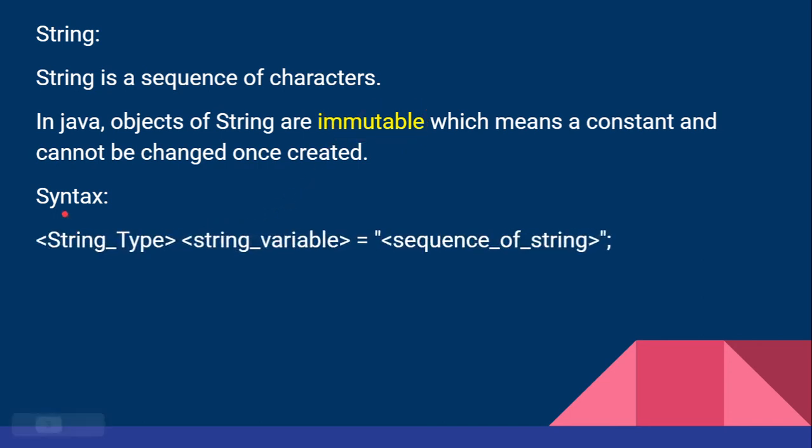An example of how to create a string variable is: String, the variable name, equal to, within double quotes, the character string. For example, here String is the type and str is the object name, equal to "computer", the sequence of characters within the double quotes. This is the way to represent a string or to create a string constant using the String class.